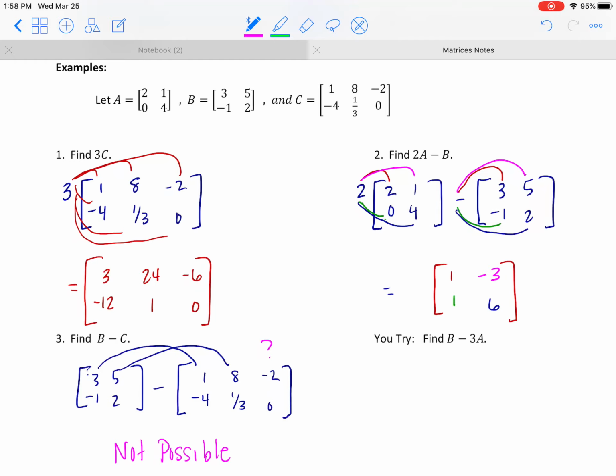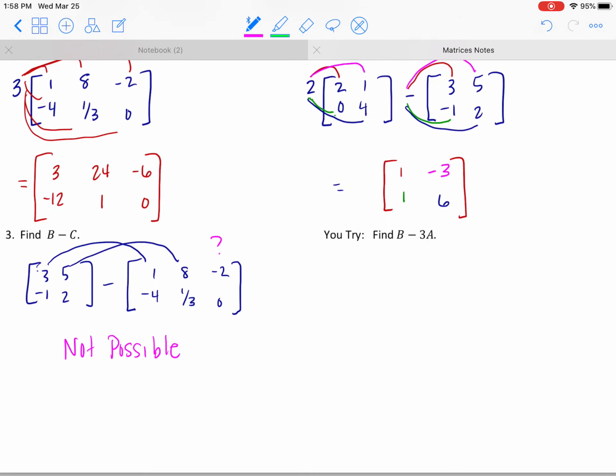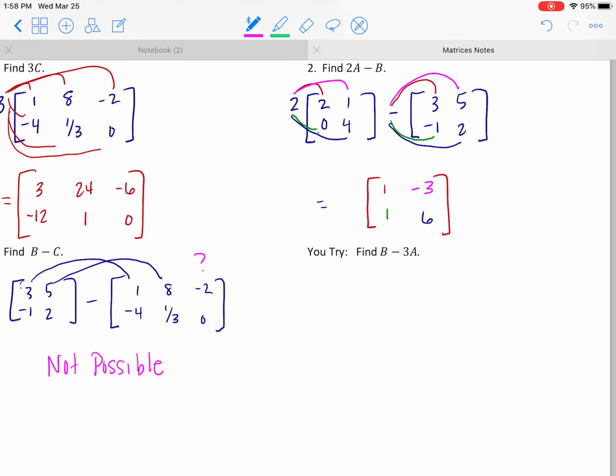Okay, it's not possible to subtract. Now, I only wrote that out for the purposes of your notes. If you're looking at them, you can see they're not the same size. You know that that's not something that can be done. Just simply writing the answer not possible is going to be fine. Okay? All right, last one.